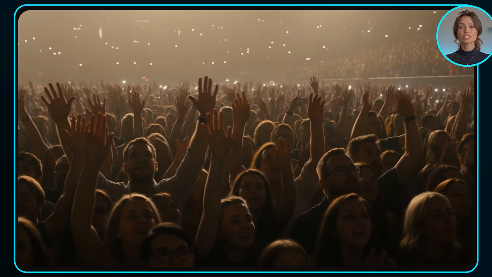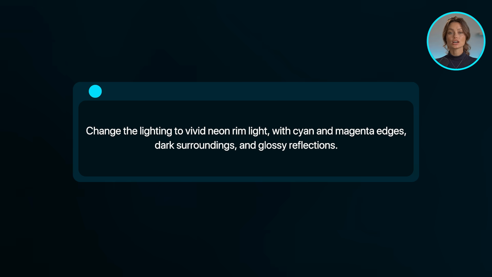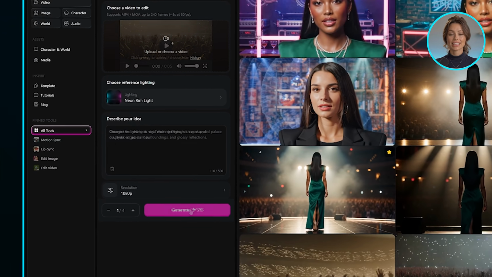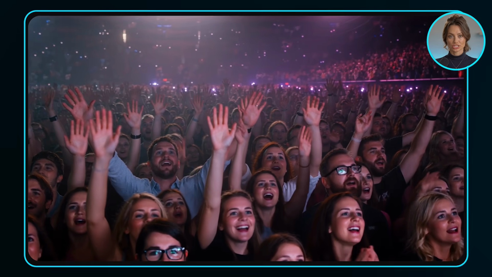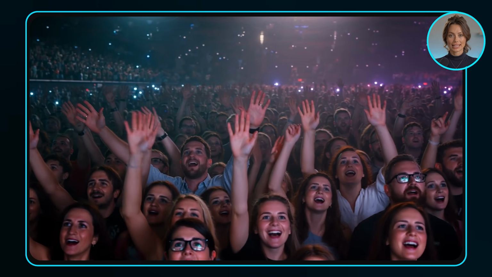Then the next one, I took another clip of the crowd swaying at the concert and used this prompt: change the lighting to vivid neon rim light with cyan and magenta edges, dark surroundings, and glossy reflections. Then I used the built-in neon light preset and hit generate. The difference was huge. It was the exact same clip, but now it had a vibrant neon look with a much more cinematic and energetic feel. A lighting change like this used to take a lot of work, but now it only takes a few clicks.